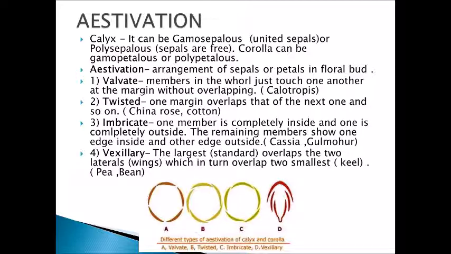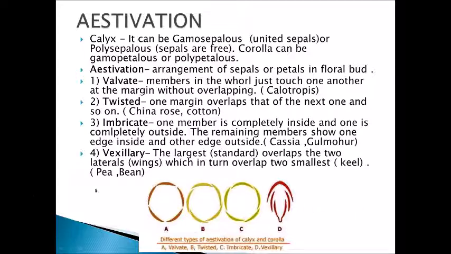Now, these sepals and petals are arranged in a particular way when the flower is in bud condition. So that we are going to see in this. The first type is called valvate. In this, the members in the whorl just touch one another at the margin without overlapping. That means sepals or petals touch each other but do not overlap.